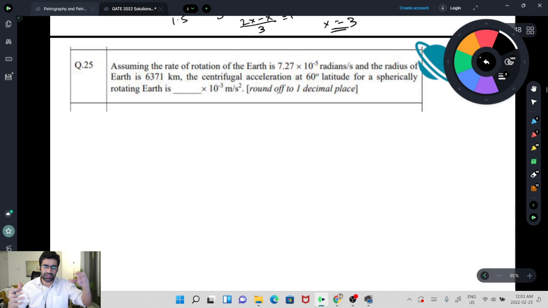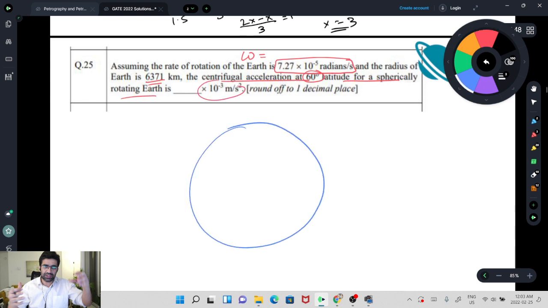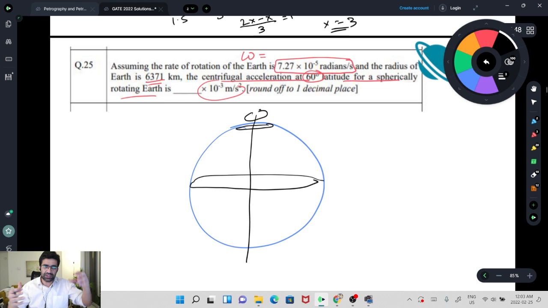Assume the rate of rotation of Earth is given in radians per second, so it is the angular velocity which is given, not the linear velocity, and the radius of Earth is given as 6371 kilometers. You have to calculate the centrifugal acceleration at 60-degree latitude for a spherically rotating Earth. Even if you have not studied this, you can solve it if you know the formula for centrifugal acceleration. Here is the equator, and let's say you go to the poles. Earth takes 24 hours to complete this rotation.